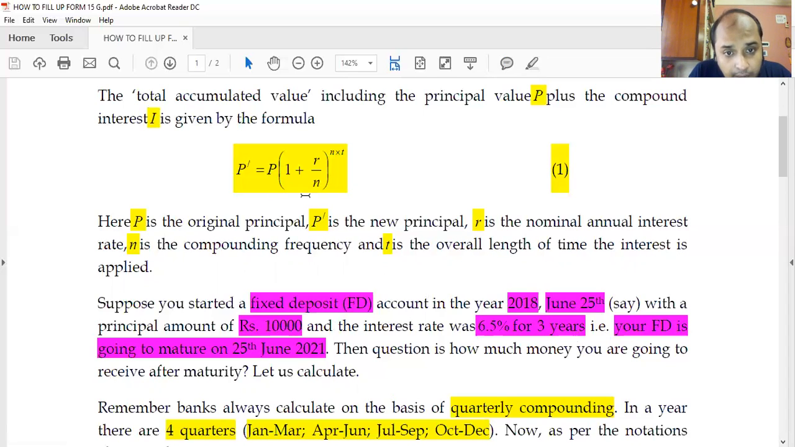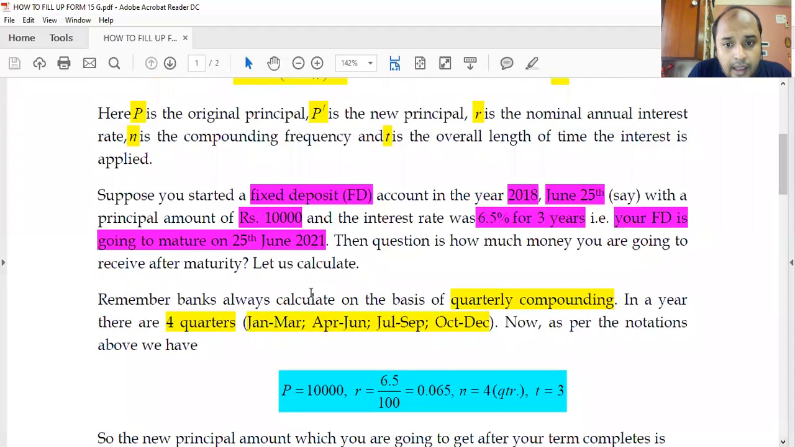Now, if I use this particular formula, equation number 1, the question is, according to the formula, how much amount am I going to get at the end of 25th June 2021? So, how to calculate that? Let us first discuss that. According to the information given over here, the principal amount with which you have opened your FD account is rupees 10,000. So that is your capital P. Your interest rate was 6.5%. So if I divide that by 100, your r becomes 0.065.